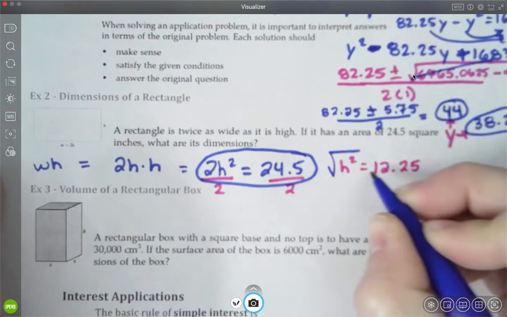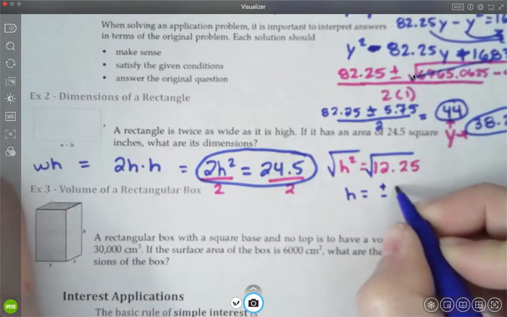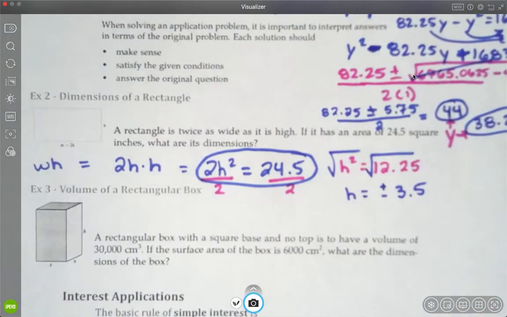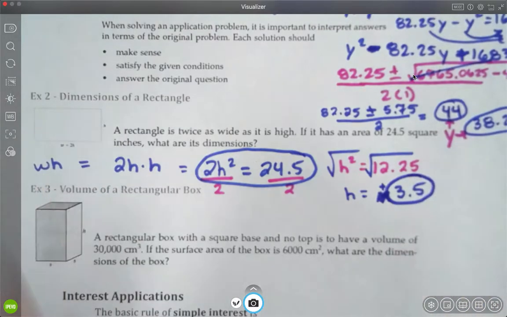What's the square root of 12.25? 3.5. So I'm going to put plus and minus 3.5. We took the square root, so it should by rights be plus and minus 3.5, but why is it not? Because you cannot have a negative height, so this is the one exception where you don't have plus and minus. It is just 3.5.